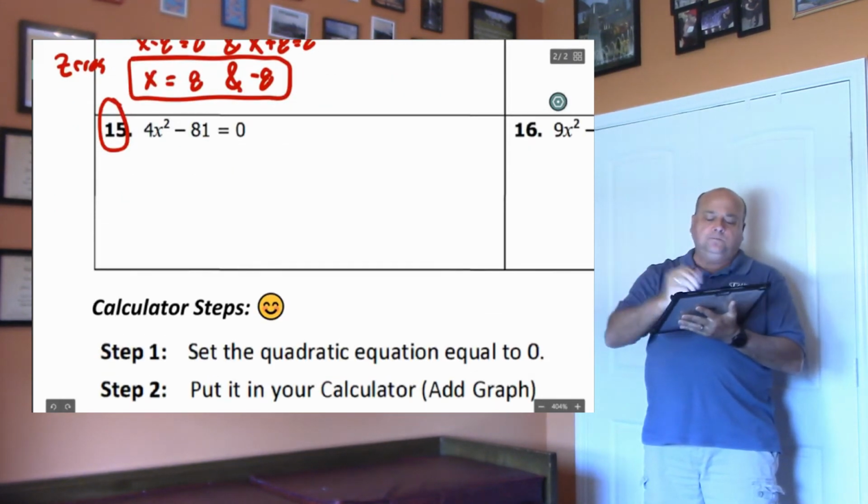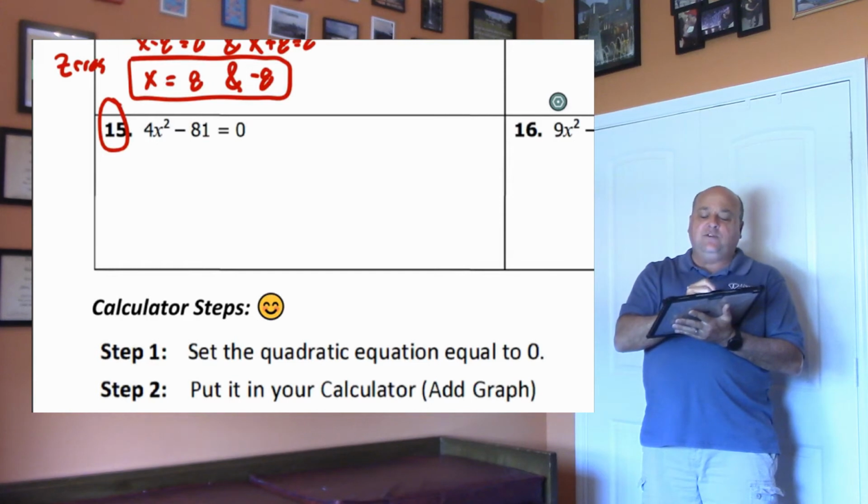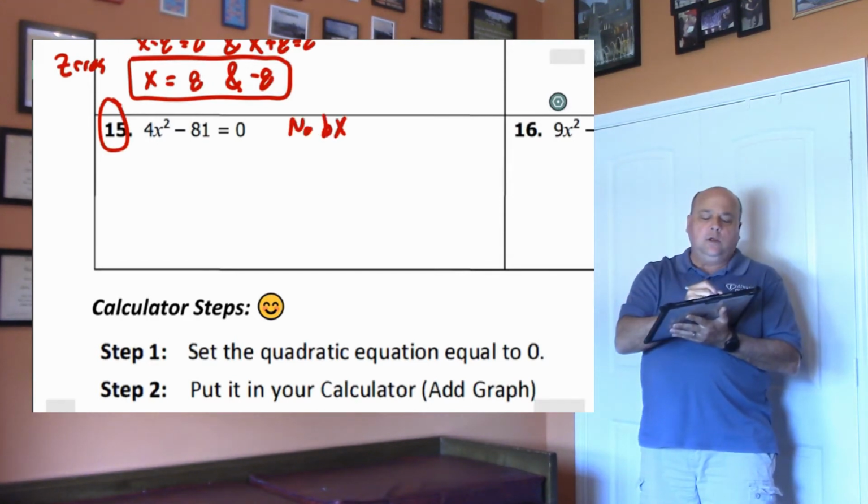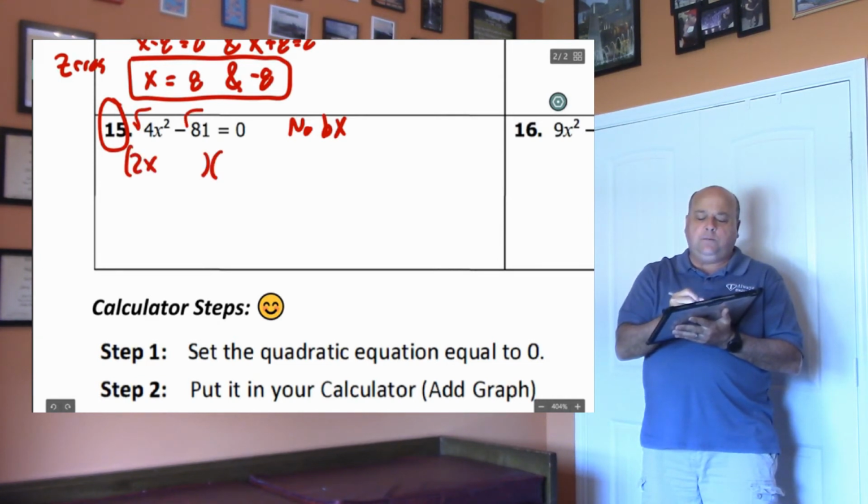Let's go to 15. Notice on 15, there's no bx. See if you can square root. So the square root, this would be 2x, and this would be 9, wouldn't it?